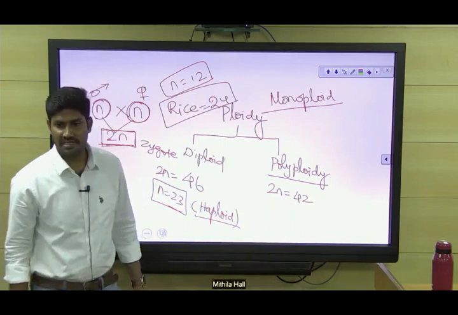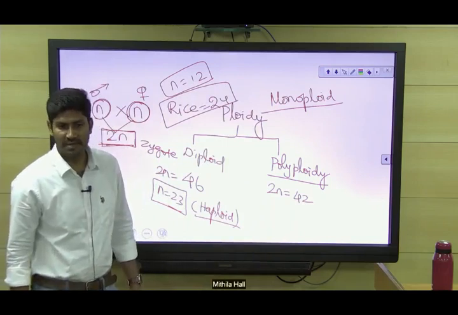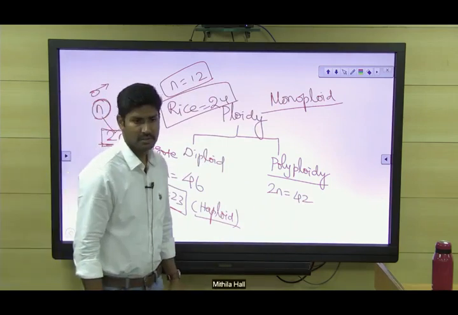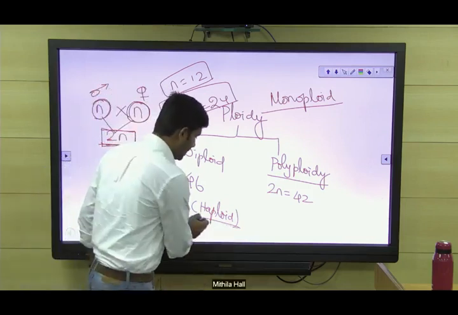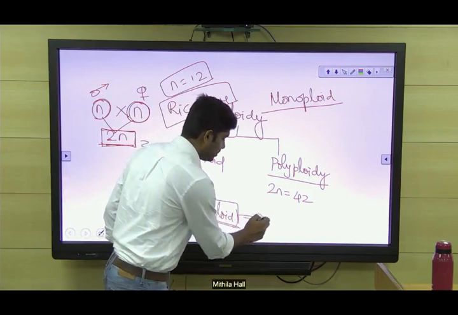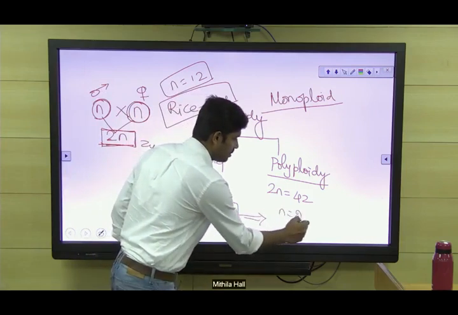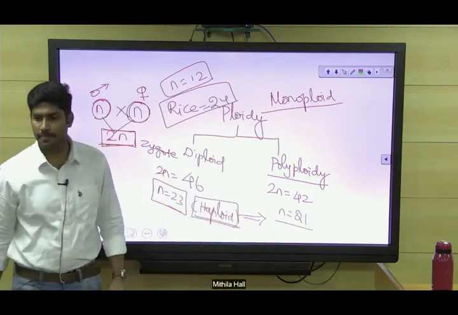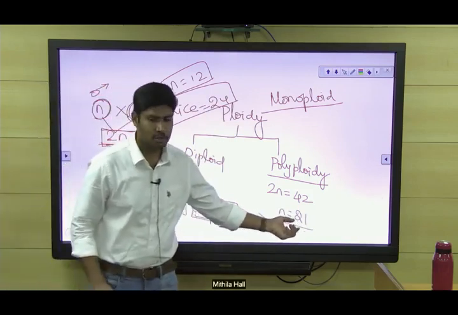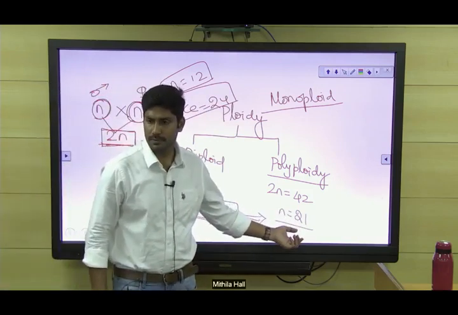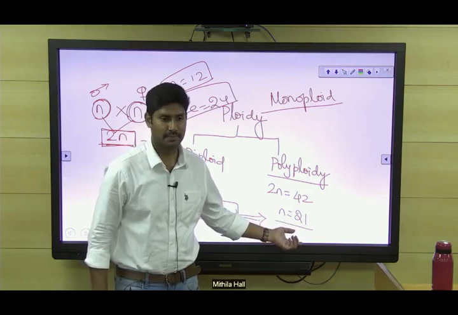the chromosome number of wheat is 42. What is the haploid number for wheat? Half the chromosome number. That is the haploid number. So the haploid number for wheat is half the chromosome number, so n equal to 21. So in the wheat plant, in their sex cells, they contain only 21 chromosomes. So this is called a haploid number.